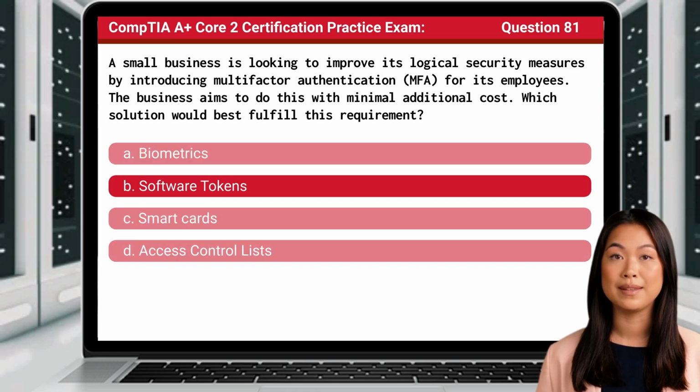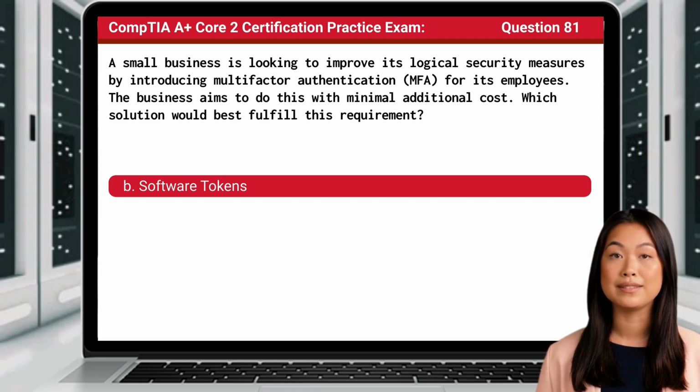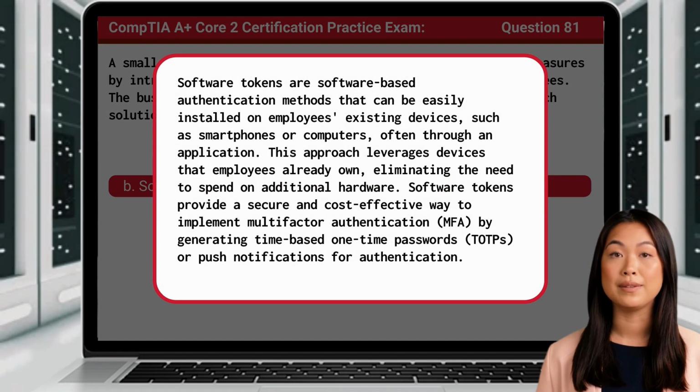The answer is B. Software tokens. Software tokens are software-based authentication methods that can be easily installed on employees' existing devices, such as smartphones or computers, often through an application. This approach leverages devices that employees already own, eliminating the need to spend on additional hardware. Software tokens provide a secure and cost-effective way to implement multi-factor authentication by generating time-based one-time passwords or push notifications for authentication.